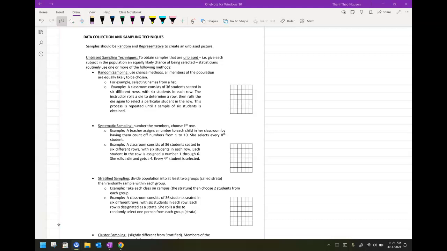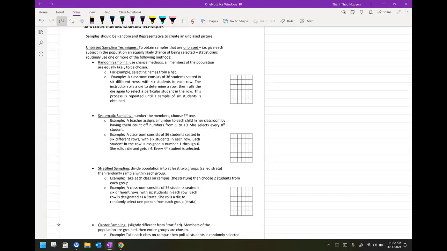Random sampling. Use a chance method. All members of the population are equally likely to be chosen. For example, you draw a name from a hat. You have a classroom consisting of 36 students seated in 6 different rows, with 6 students in each row. The instructor rolls a die to determine a row, then rolls the die again to select a particular student in the row. This process is repeated until a sample of 6 students is obtained. So this is also random.